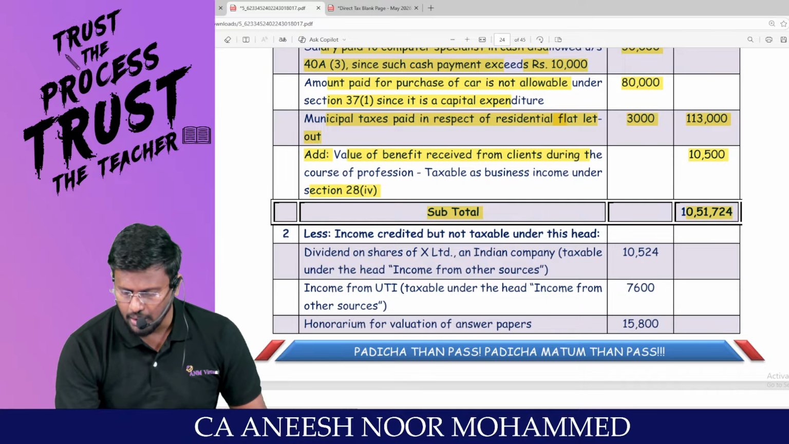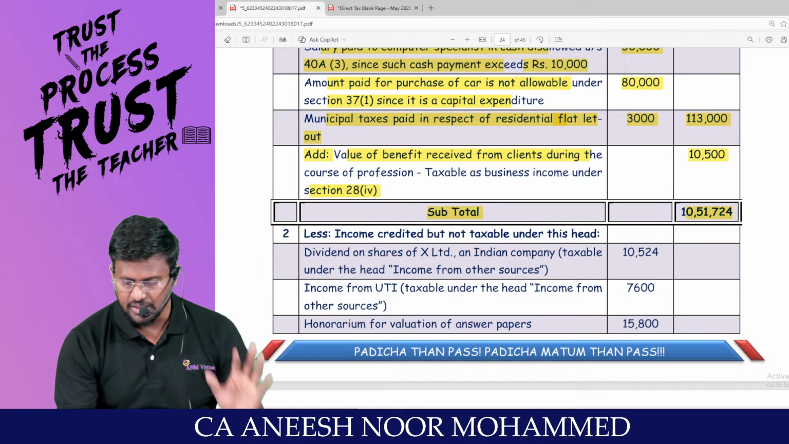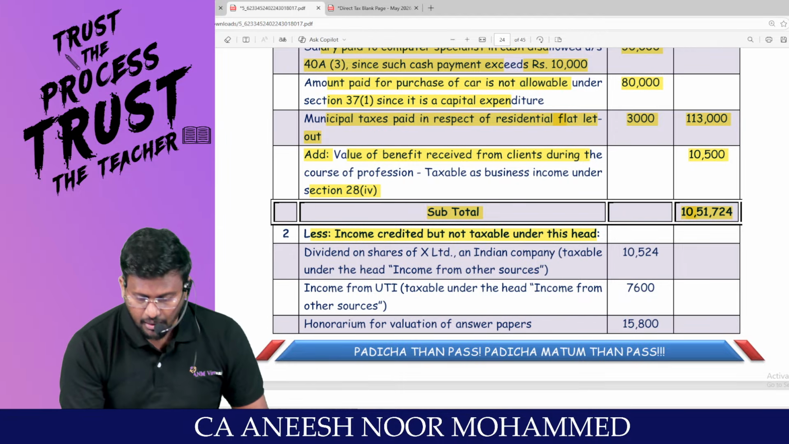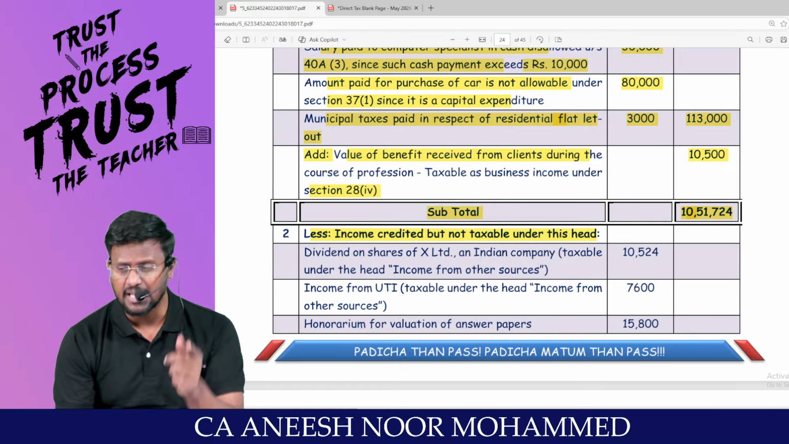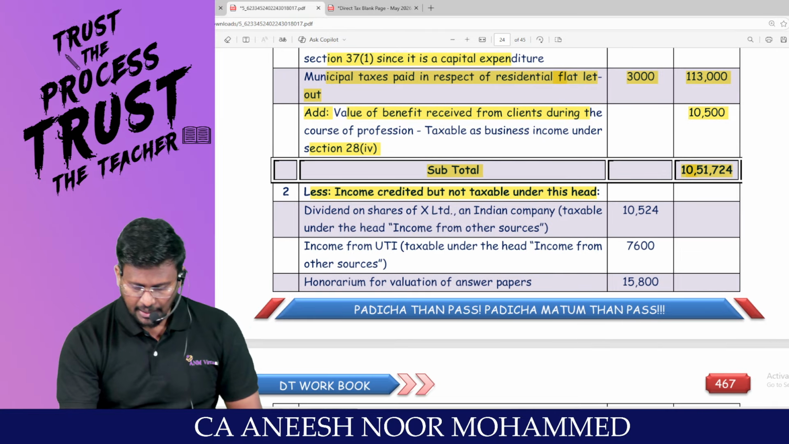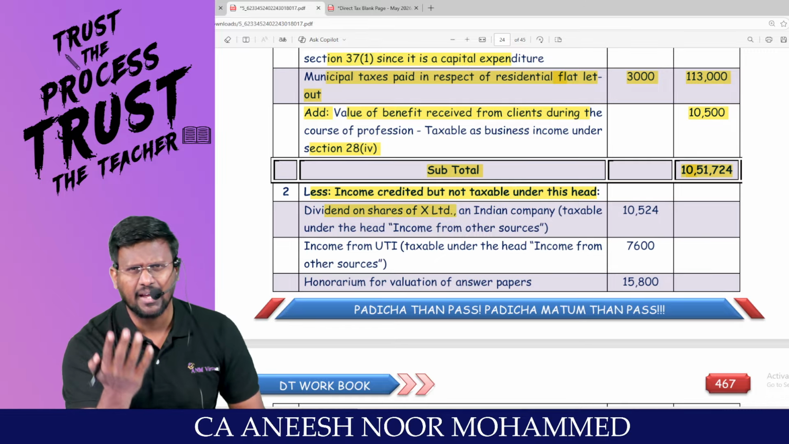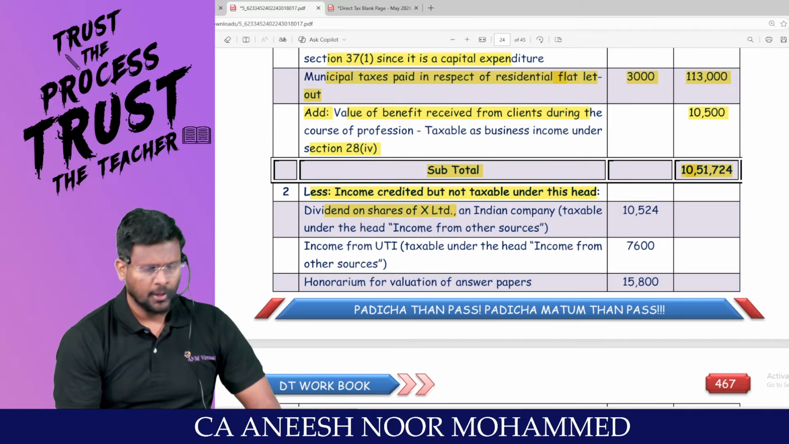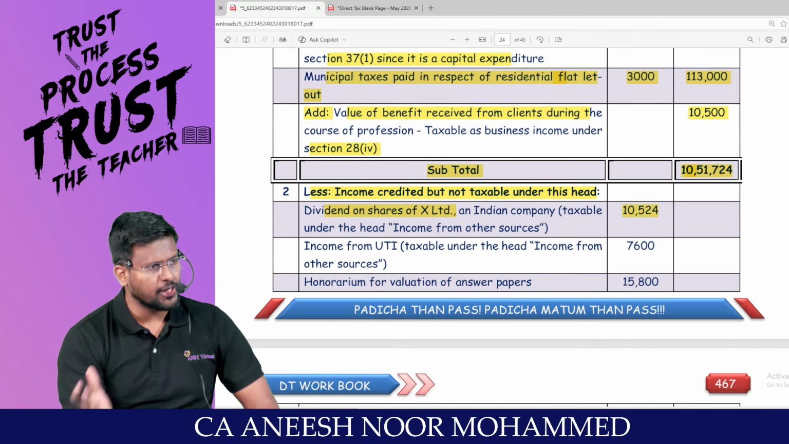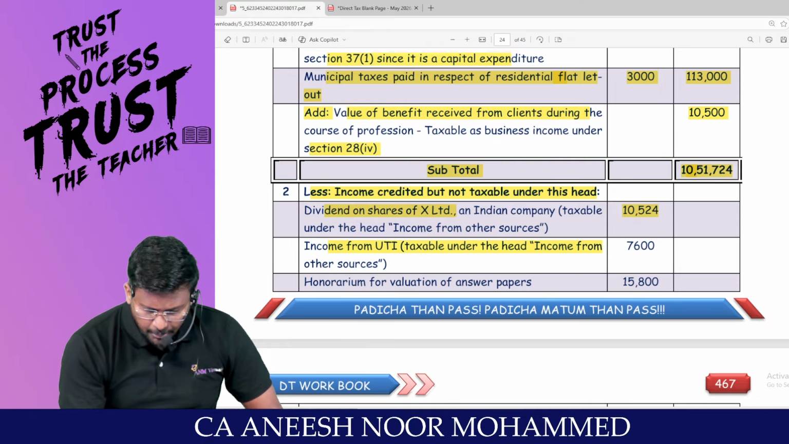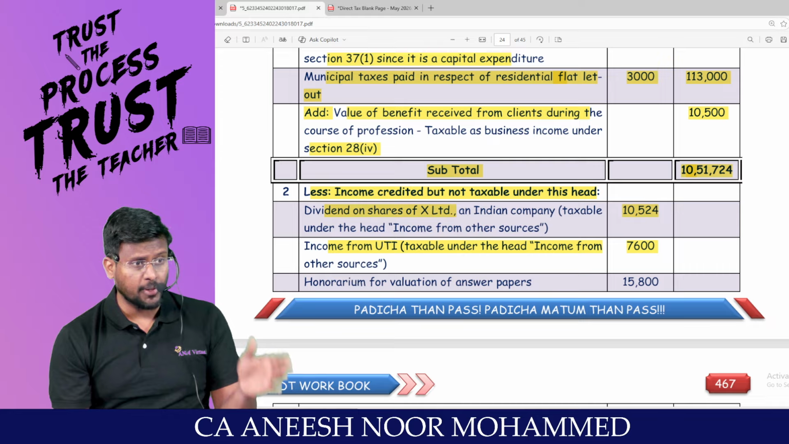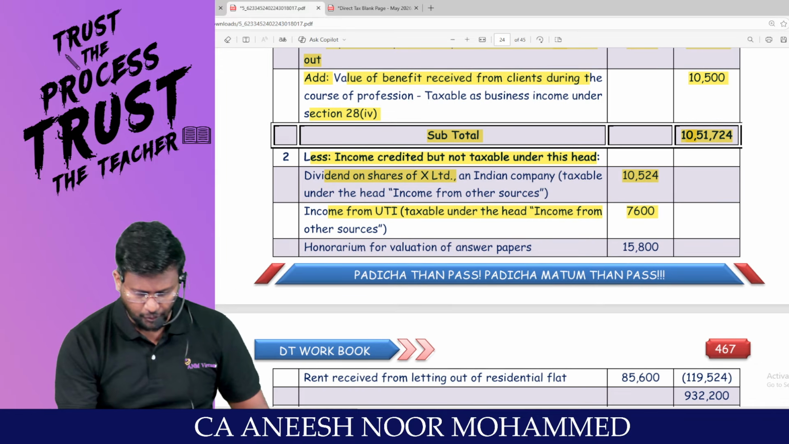So the subtotal will be 10,51,724. Am I right? Less income credited but not taxable under this head. These are impurity. Like dividend on shares of X Limited. Sir, dividend should be taxable under IFOS. Now it has been credited to PGBP. Remove it from PGBP, show it under IFOS. Income from UTI should be taxable under IFOS. Now it has been credited to PGBP. Deduct from PGBP, include in IFOS.